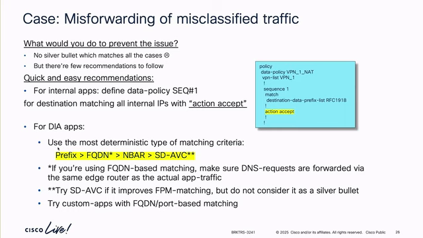Okay, so it's rather a comment, not a question, right? You're just making a statement. Okay. So we have a recommendation: try with the prefix first, then fall back to FQDN, then fall back to NBAR, then fall back to SDAVC. That's the way we recommend to consider building your application recognition. But the statement was that it doesn't always work with application recognition.